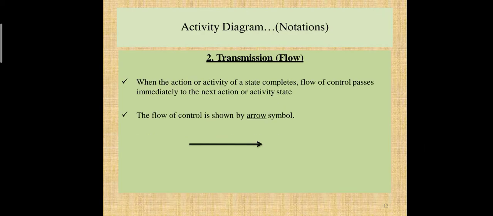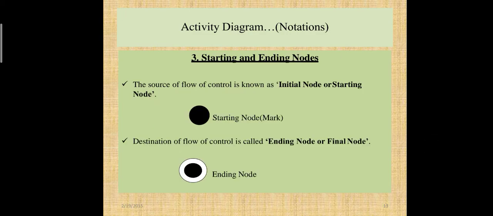The second notation that is used in the activity diagram is the transition. When the action or activity of a state completes, flow of control passes immediately to the next action or activity state with the help of this transition flow. It represents the flow of control, shown by this arrow symbol. So, the arrow symbol is used for representing the flow of our activities.